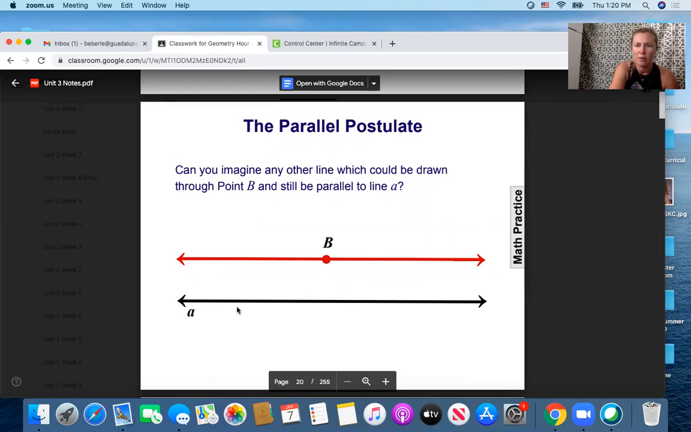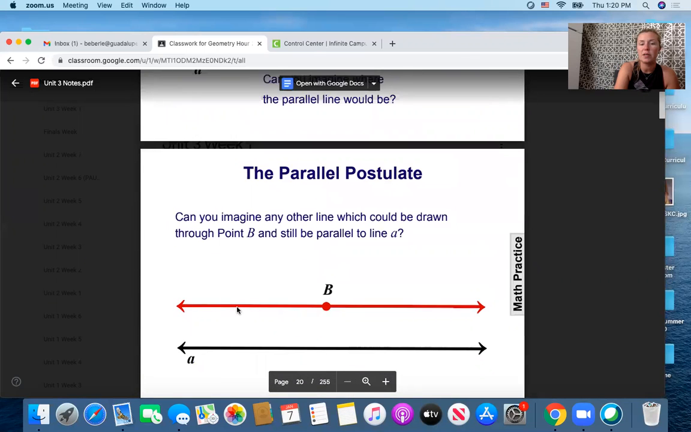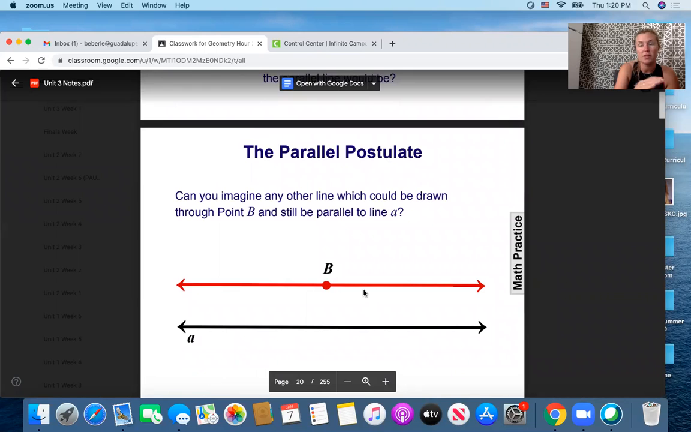Antonio, where could we draw another line and make it be parallel? Am I about to be proven wrong on the next slide? I don't think so. Guys, we need more participation than this. Come on, people. So the answer would be no. B right here, this red line, is the only way that you could draw it. Because even if you tilted it just a tiny bit, since those are lines and not line segments, they would eventually intersect.